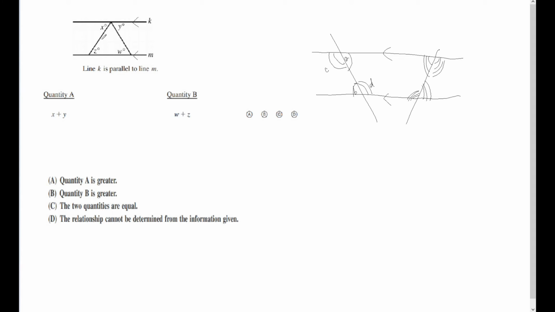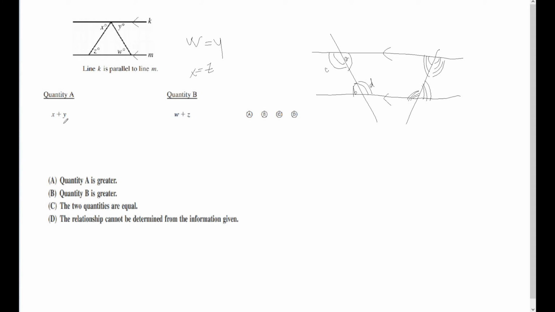So what you see here is the two quantities, quantity A and quantity B. Quantity A is going to be x plus y. The second quantity is going to be w plus z. Now, what's important to note is that when you have these two angles and a line going through them, these two inside angles are going to be the same. So w is equal to y, and x is equal to z.